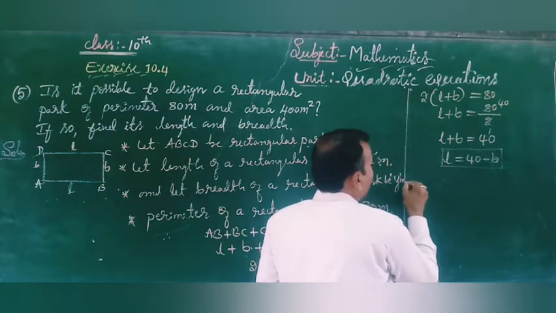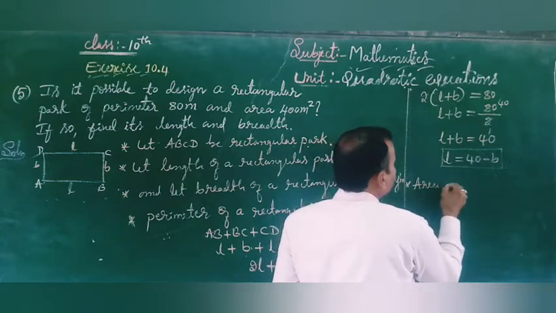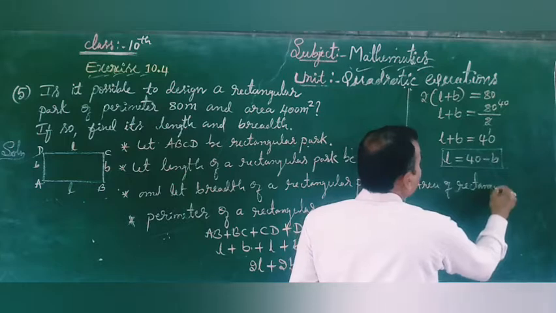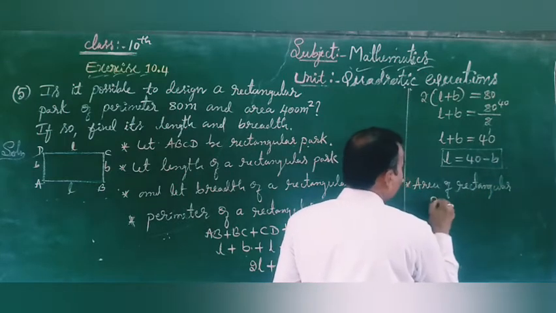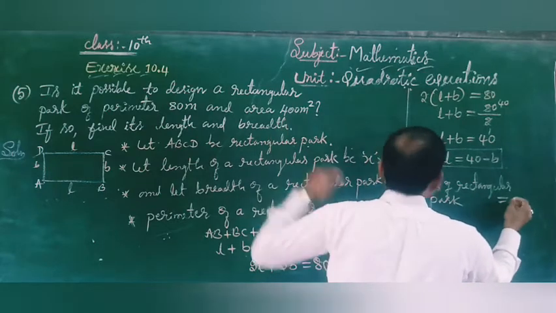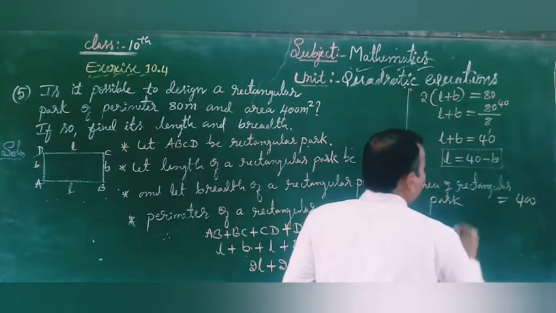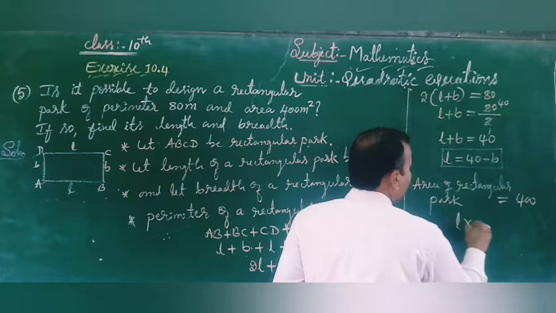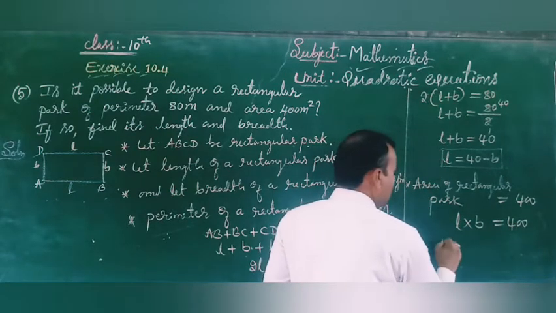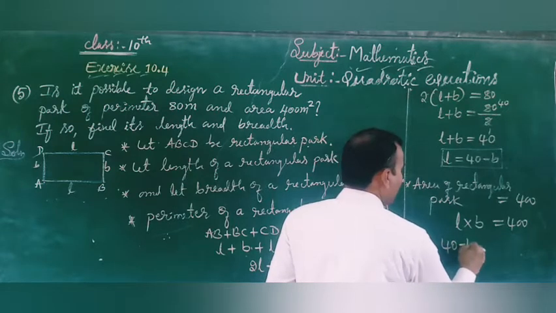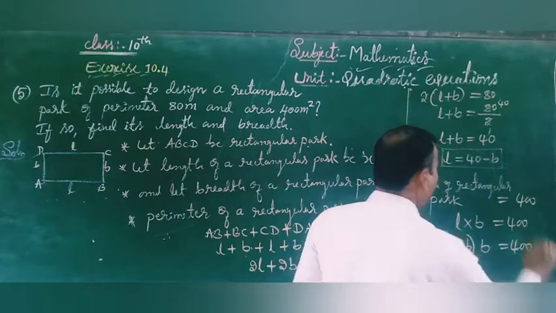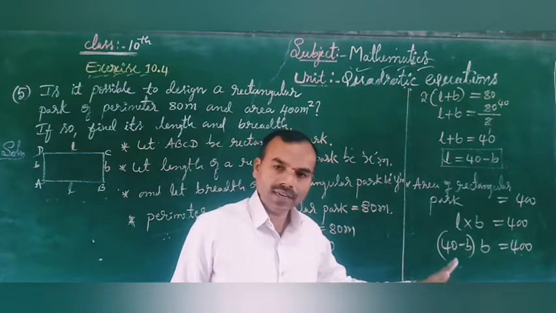Next, area of the rectangular form, because it is given area is 400, it is L into B is equal to 400. L is 40 minus B into B equals 400. Now we have to simplify this one.